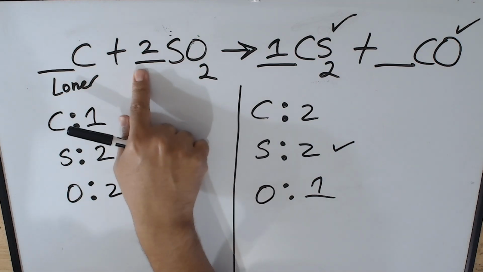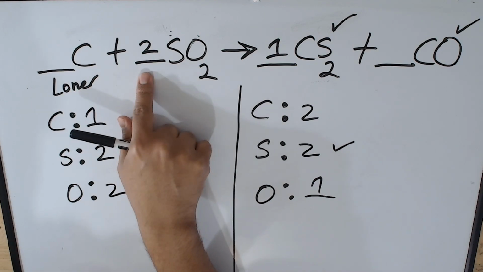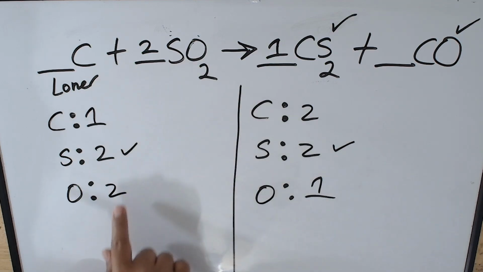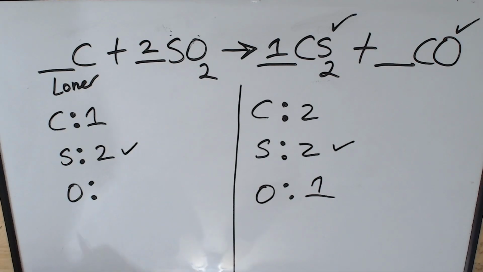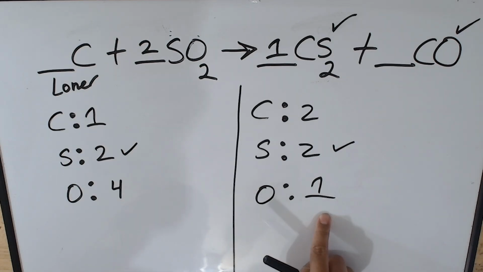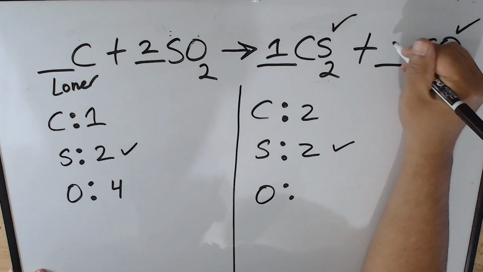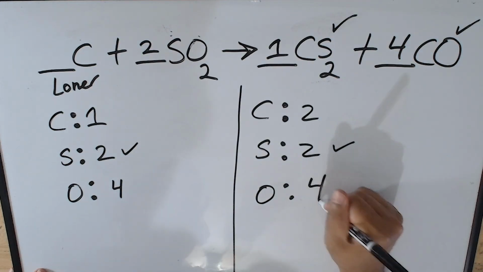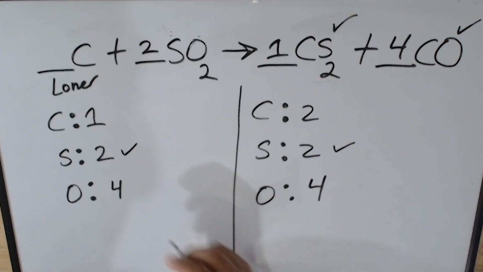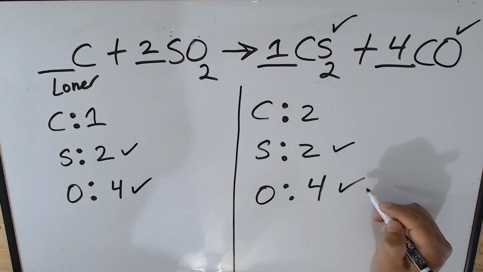And now that I wrote this coefficient of 2 in here, it also changes my oxygens. So 2 times 2 gives me a total of 4. So therefore I need to have 4 over here in the product side. And the way that I do that is by writing a coefficient of 4. So at this point, the oxygens are balanced as well.